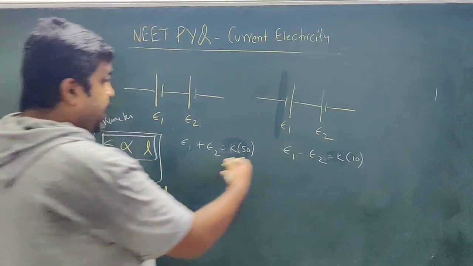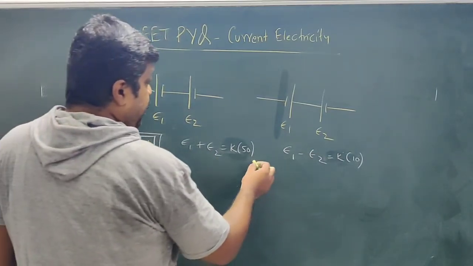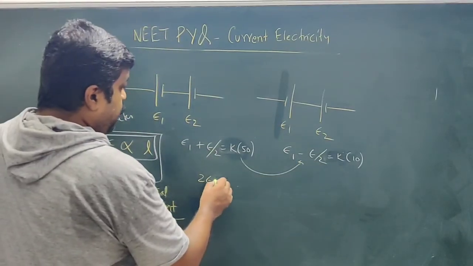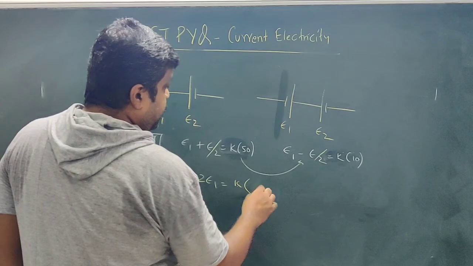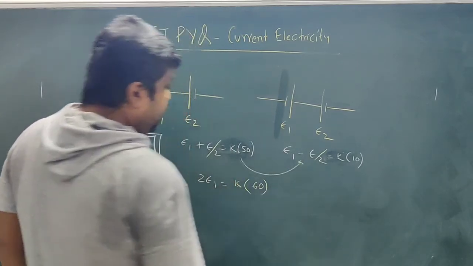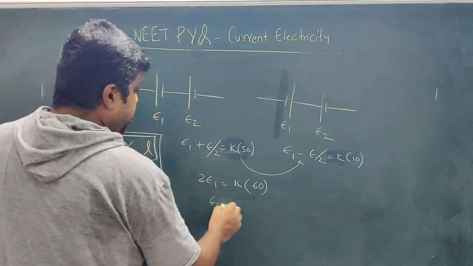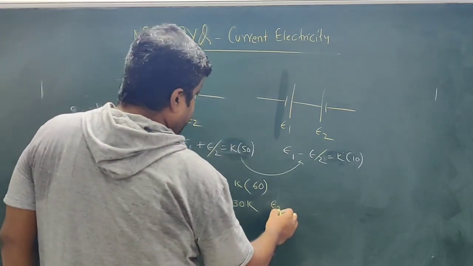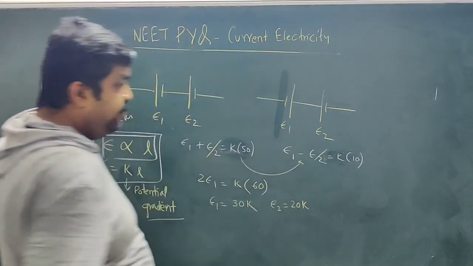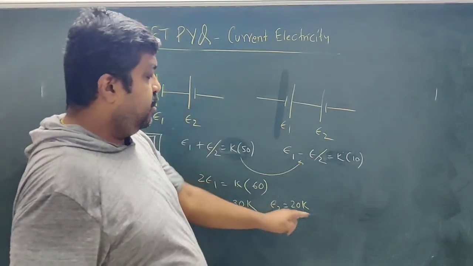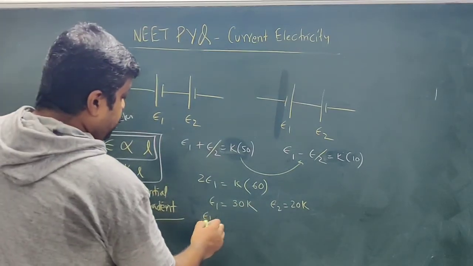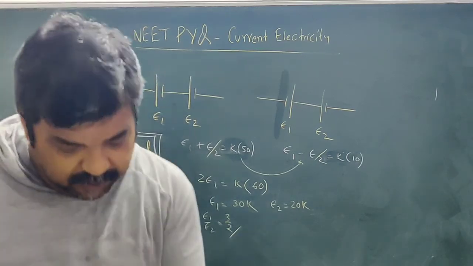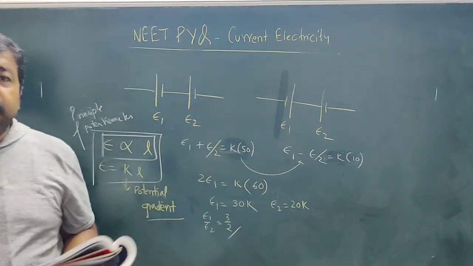If we add these two quantities, E2 gets cancelled. So 2E1 is equal to K times 60, so that means E1 is equal to 30K. E1 equal to 30K implies E2 is equal to 20K. So the ratio of E1 by E2 is equal to 3 by 2. The ratio of the EMF is 3 by 2. So option B is the correct answer.